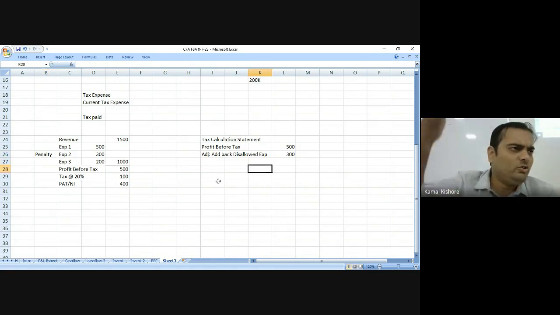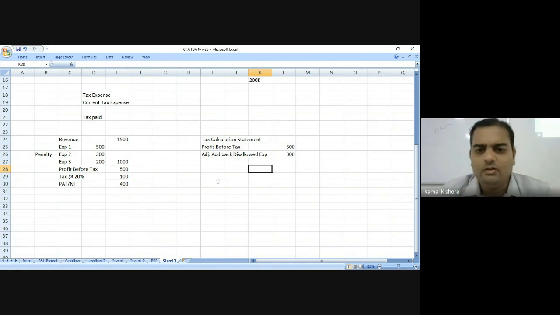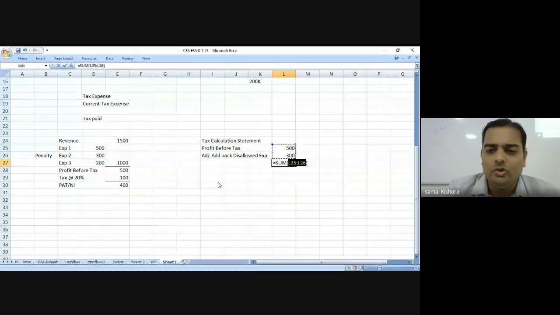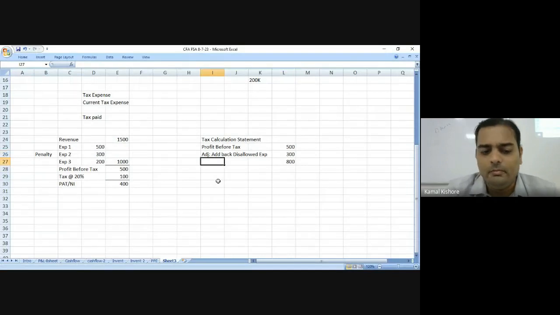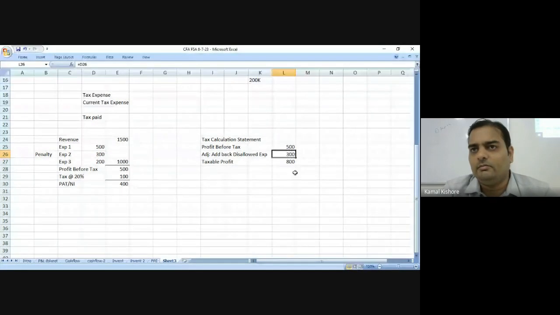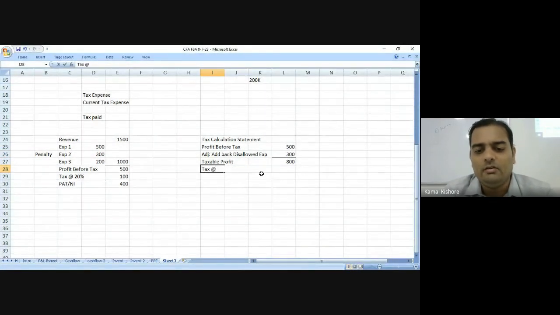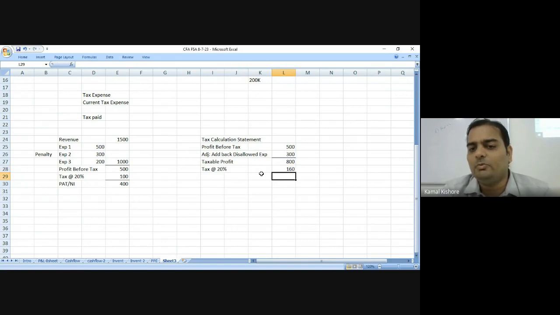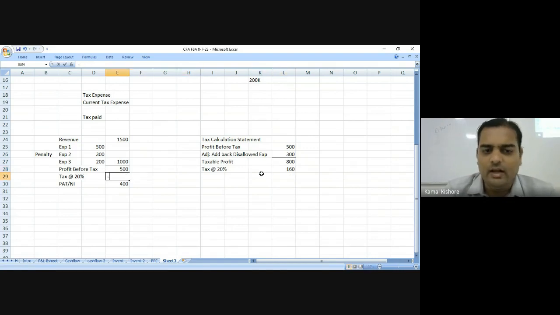Okay, like this, thousands of items are there, thousands of rules are there. So what happens? Your taxable profit is this. Your taxable profit is how much? 800. So what is the tax rate? Say 20%. You are paying tax at 160. So tax to be paid is 160. Okay. So this tax is what you will have to pay.